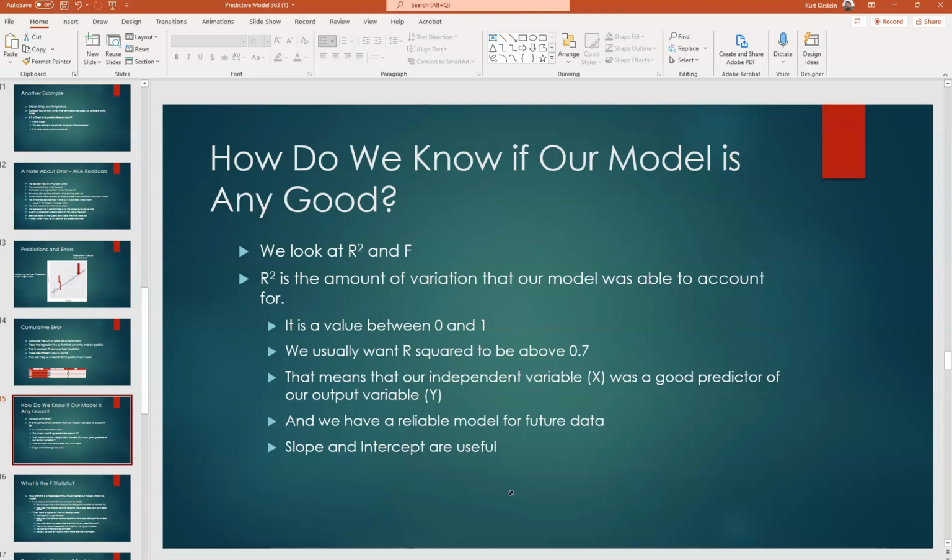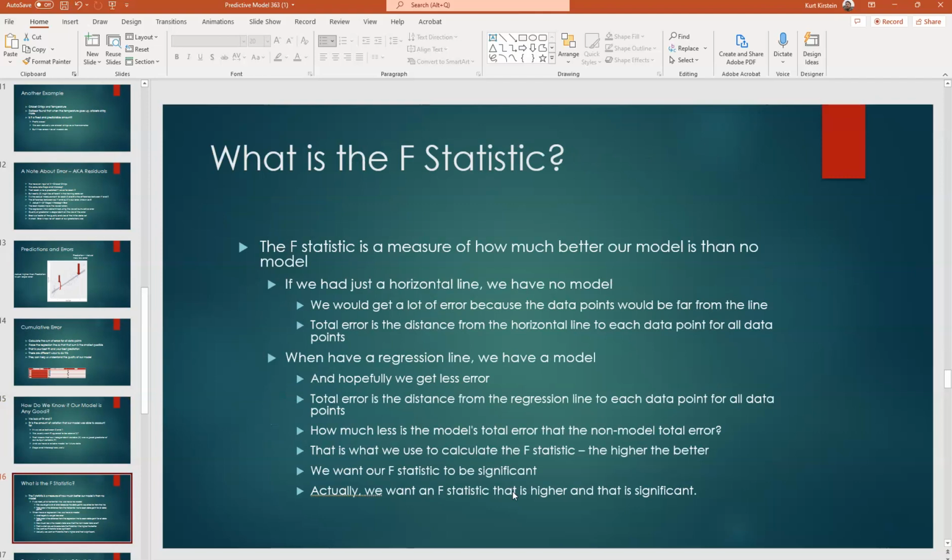So how much did we gain by using a regression model over just taking the average of the car prices for the last 3 years and using that value? That's what those two things are for, R squared and F. R squared tells us about the relationships and the amount of variability we were able to account for, and F tells us how much better off we are than using the mean.